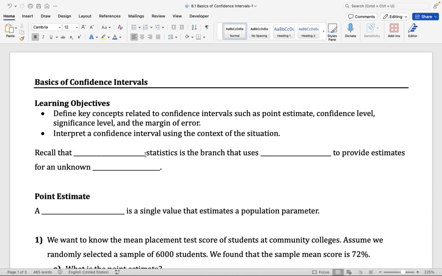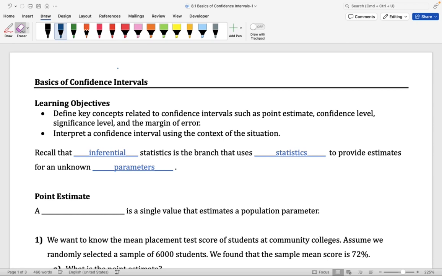Again, recall that inferential statistics is the branch that uses statistics to provide estimates of unknown parameters. Let me give you an example. You can use X bar, a sample mean, to estimate mu, which is the mean of the population. Let me give you another example. You can use a proportion coming from a sample. We denote this as p hat. This is a sample proportion. You can use this to estimate p, which is the proportion coming from the population. Okay? So that is what we're saying here.